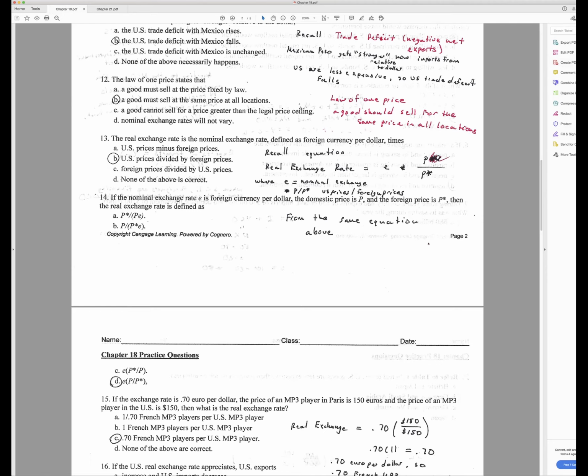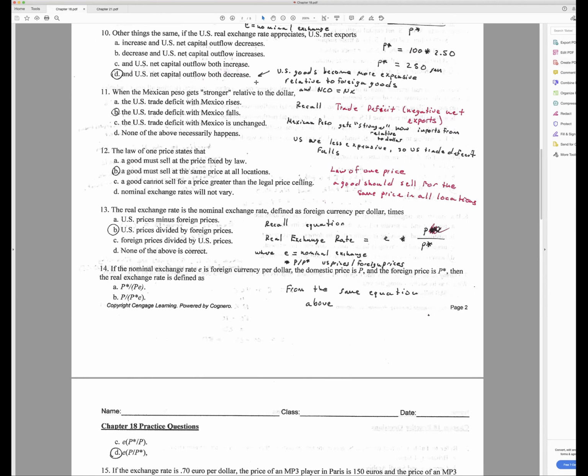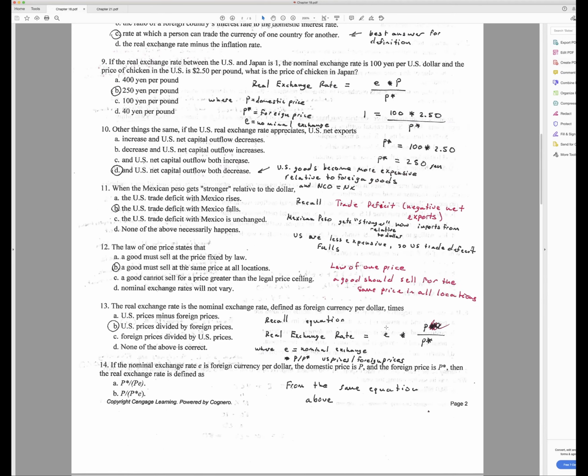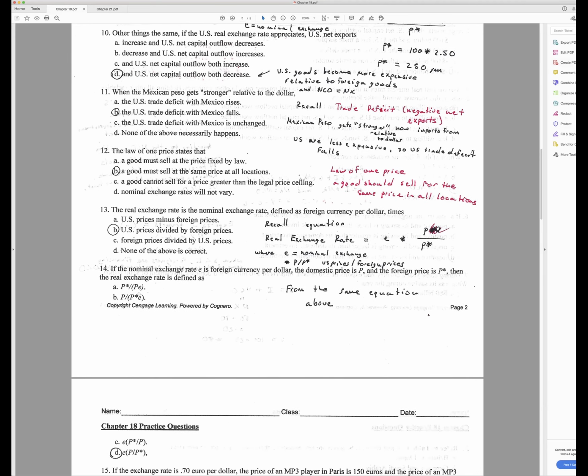Say number 13: the real exchange rate is the nominal exchange rate, defined as foreign currency per dollar, times what? That's going to be US prices divided by foreign prices. Remember up top, the real exchange rate that Alex talked to you about. It's always going to be the nominal exchange rate times the domestic price level, whatever country you're looking at, divided by the price level in the foreign country. There are a few questions on there that are very similar to that.